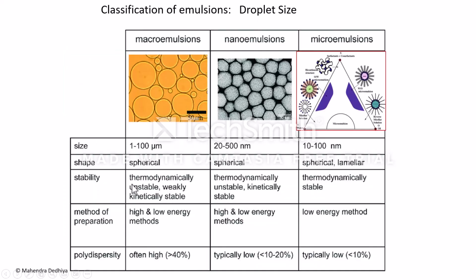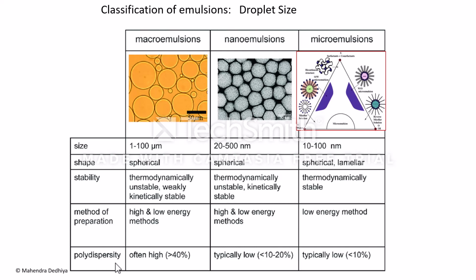We look at it in this pictorial. Macroemulsions, or what we call conventional emulsions, have large particles and small particles, and their polydispersity is greater than 40%. They are typically not thermodynamically stable. That means eventually they will separate into oil and water. They are kinetically weakly stable. That means over time they will separate, but that time frame is adjustable.